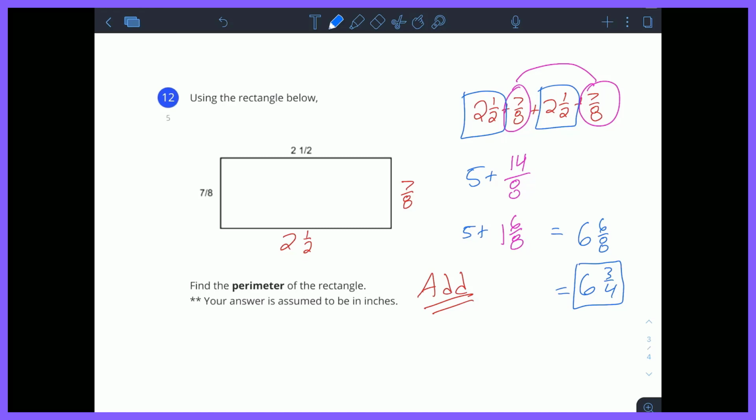You could have also done this using an improper fraction if you were to have taken 5 right here and gotten a common denominator, which would be 8. So that would be 40/8. So 40/8 plus 14/8 would give you 54/8, and then you just have to simplify because they're both even. But either way, you're going to be looking at 6 3/4 or the improper fraction, which would be 27/4. Okay.